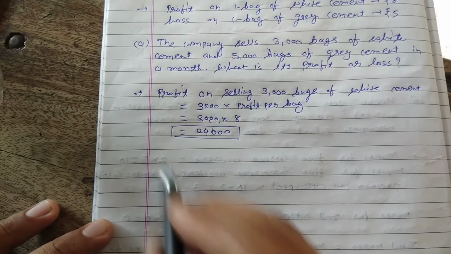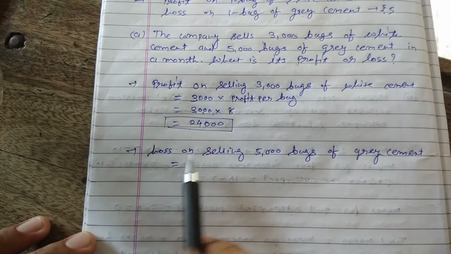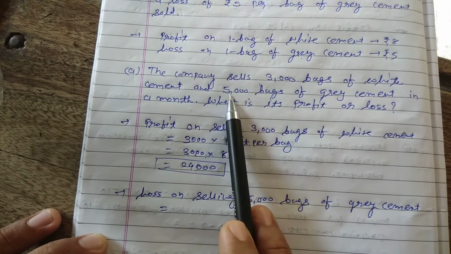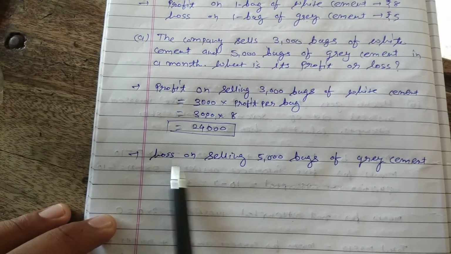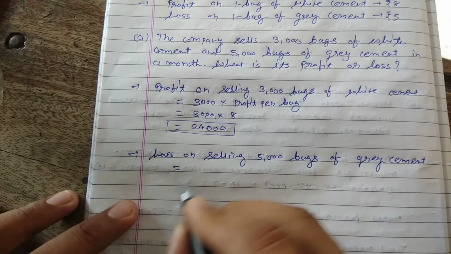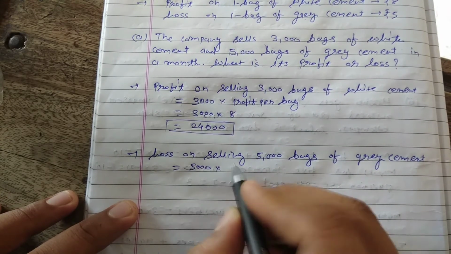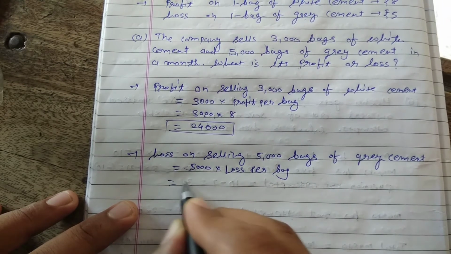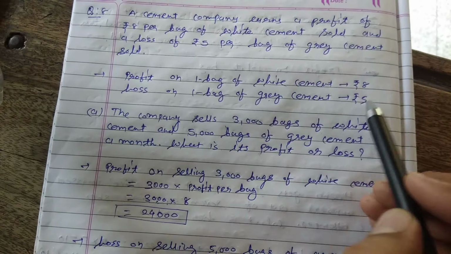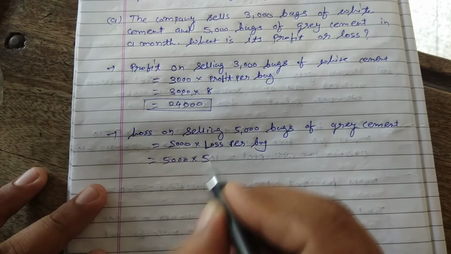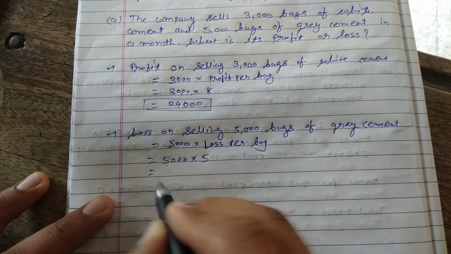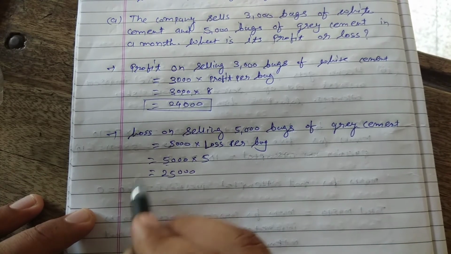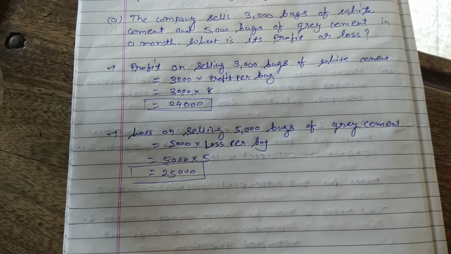Now let's find the loss. As we know, there is a loss when it sells grey cement. In total, that company has sold 5000 bags. So loss on 5000 bags of grey cement is equal to 5000 multiplied by loss per bag. So 5000 multiplied by loss per bag, it is rupees 5. 5000 multiplied by 5. 5 5s are 25, and then 000, so it is 25,000. So here 25,000 is loss.